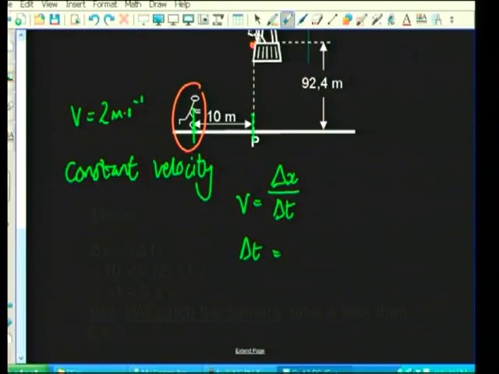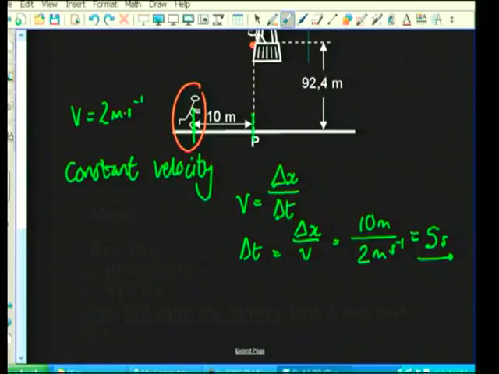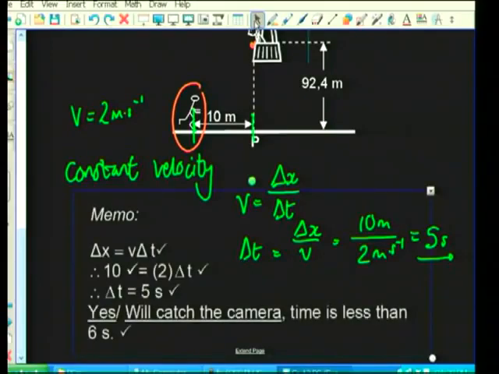Rearranging the equation, solving for t, delta x over velocity is equal to 10 meters divided by 2 meters per second. And will he get there? Well, your math should be good. He gets there in 5 seconds. Will he catch the camera? Well, hopefully, if his ball eye skills are good, he should, because he could get there in time, certainly. He should be able to cover that 10 meters in 5 seconds, and so the camera was only falling in 6 seconds, was only going to reach the ground. So yes, he should be able to catch the camera. The time is less than 6 seconds.